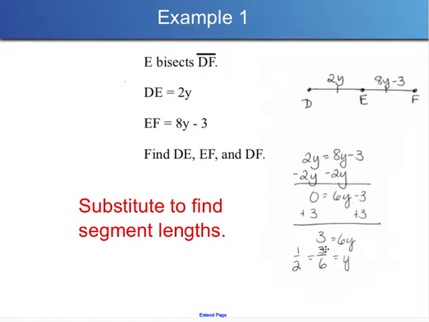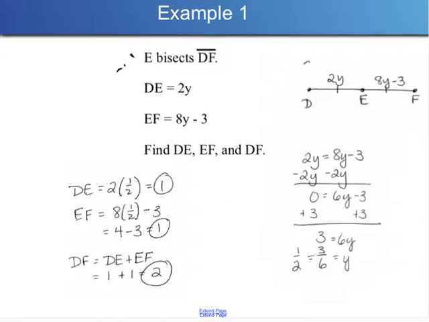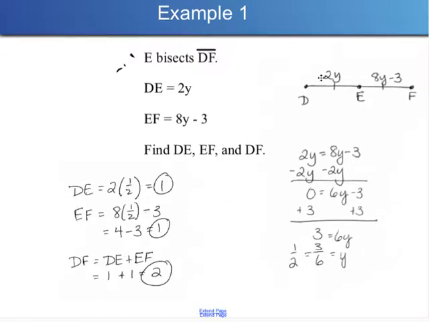The next thing that you need to do is substitute in y to find the segment lengths. Press pause on your video. When you're ready to see the answer, press play again. Okay, when I substituted it in, I found that DE was 1, EF was 1, and the sum, DF, is the sum of these pieces, so it has to be 2.